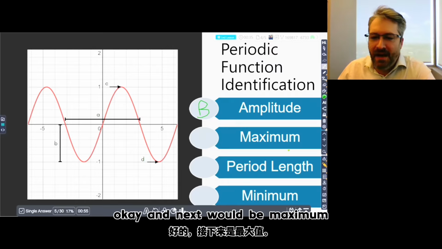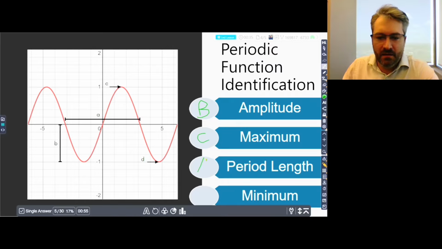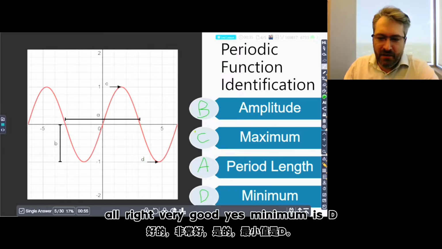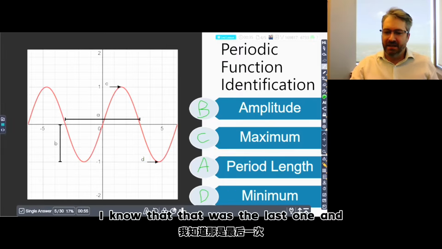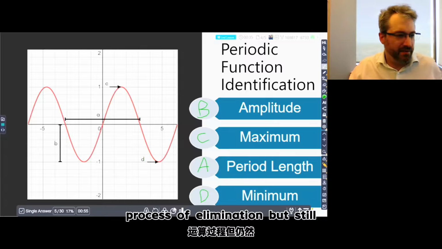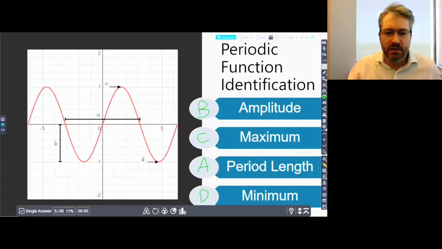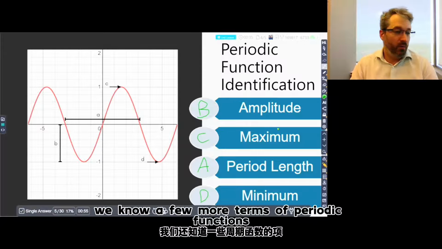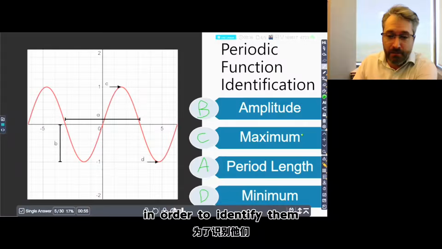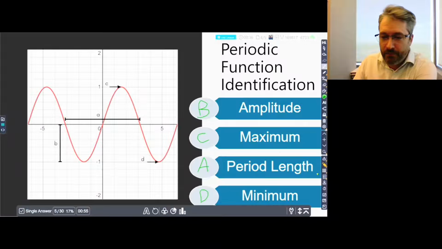Okay, and next would be maximum. All right, very good. Yes, minimum is D. I know that that was the last one and it was process of elimination, but still got that figured out. So now we know a few more terms of periodic functions in order to identify them and properly classify them.